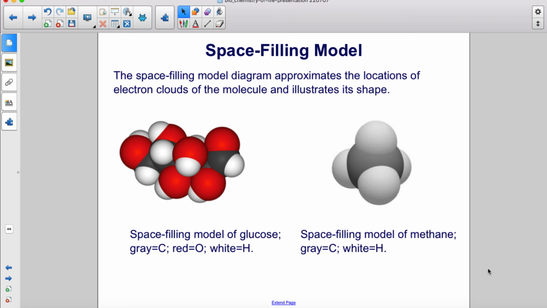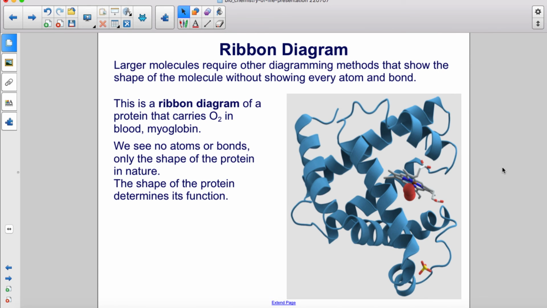The space-filling model diagram approximates the locations of electron clouds of the molecule and illustrates its shape. Here is the space-filling model of glucose. Here is the space-filling model of methane. Larger molecules require other diagramming methods that show the shape of the molecule without showing every atom and bond. This is a ribbon diagram of a protein that carries oxygen in blood, myoglobin. We see no atoms or bonds, only the shape of the protein in nature. The shape of the protein determines its function.